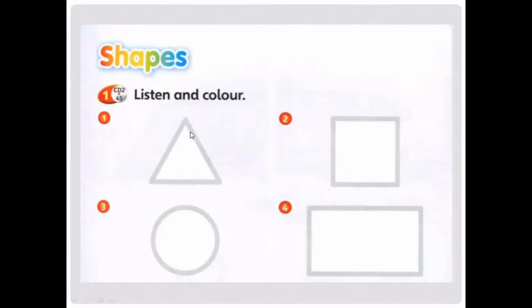And of course, number 1 is a triangle. So we color the triangle in blue.